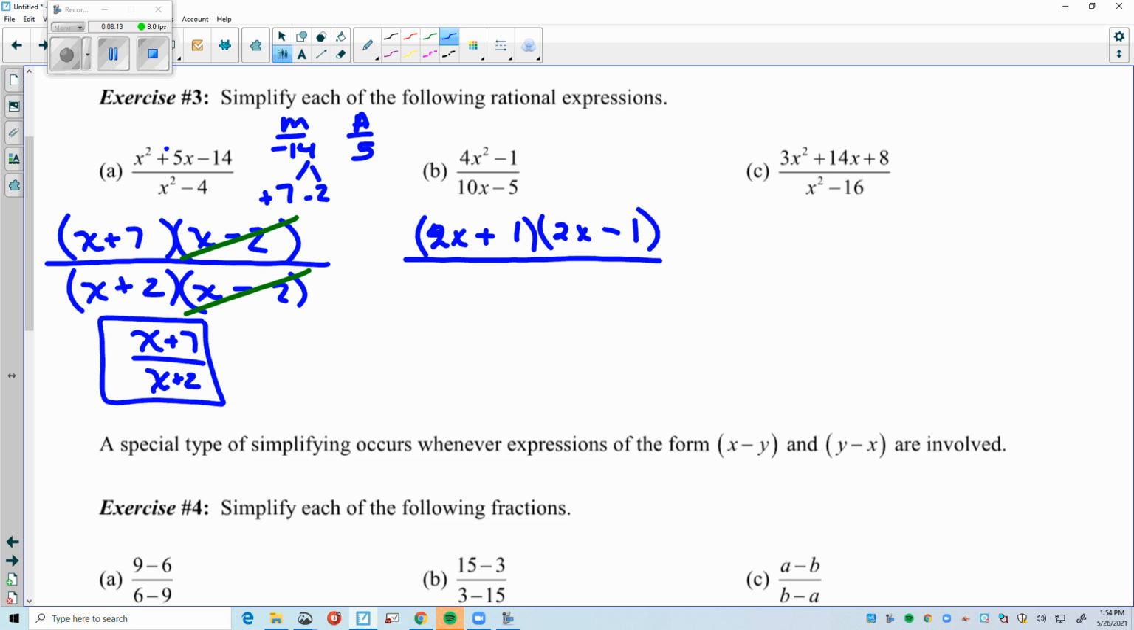On the bottom, different factoring, I can see they each have a common factor of 5. So I pull out the 5. 5 times 2x would give me 10x. 5 times 1 would give me 5. Okay, now again, I'm going to go through and I can see these two factors are exactly the same. I can reduce them out. And so now I'm left with 2x plus 1 over 5.